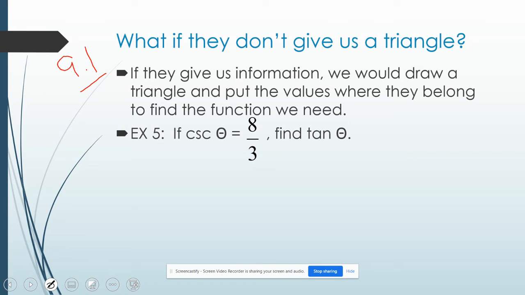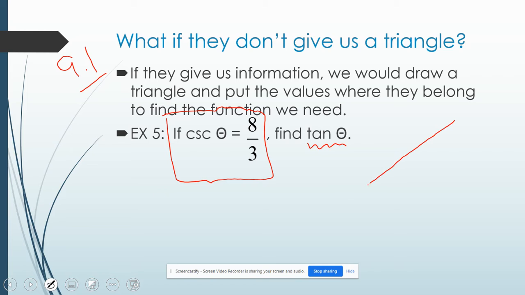Welcome back, everybody. We are still in section 9.1 talking about our six trig functions. For this part, we're going to start with, we didn't get a triangle. Instead, we got one of our six trig functions, and so we have to give the other five based on the information we know, or whatever they ask us for, which in this case is tangent.